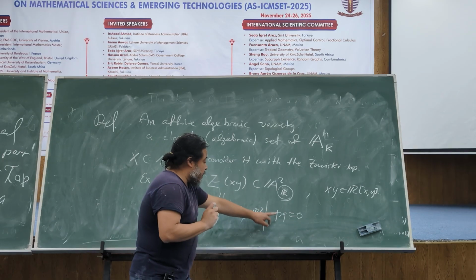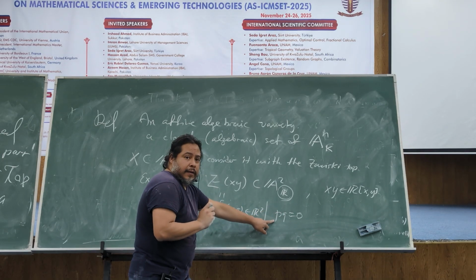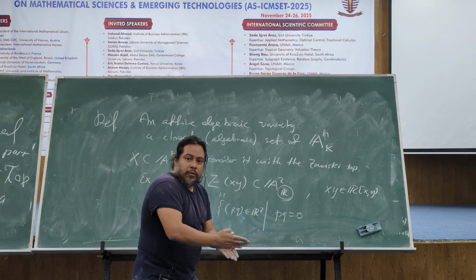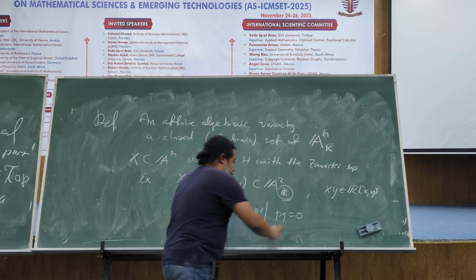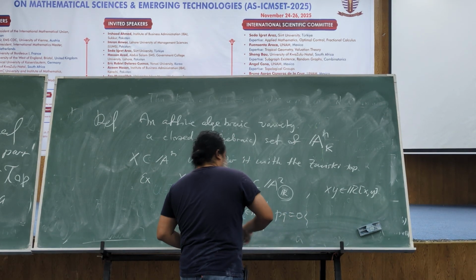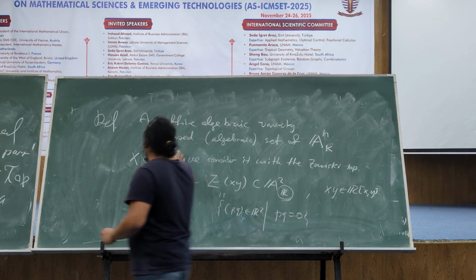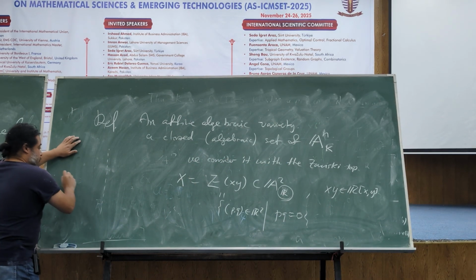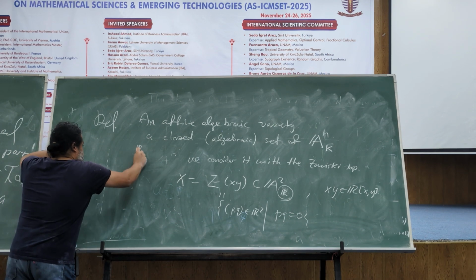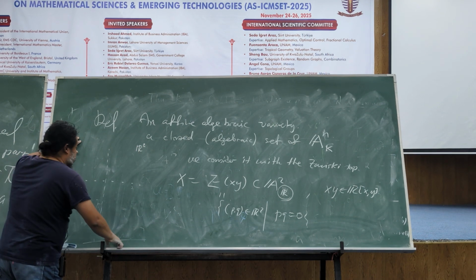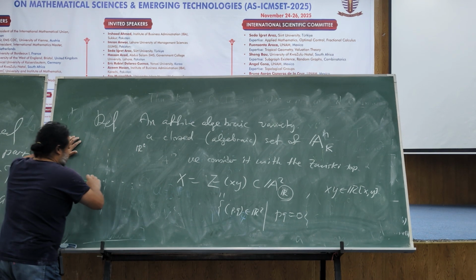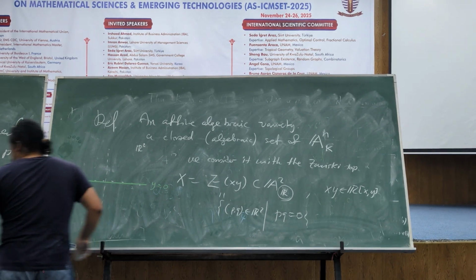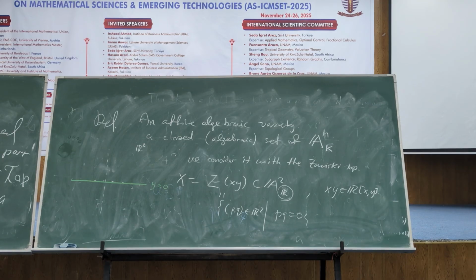But this tells me that either the first coordinate is 0 or the second coordinate is 0. So this is the union of the two coordinate axes. The picture of X inside R^2 is the coordinate axis y equals 0, and the coordinate axis x equals 0.